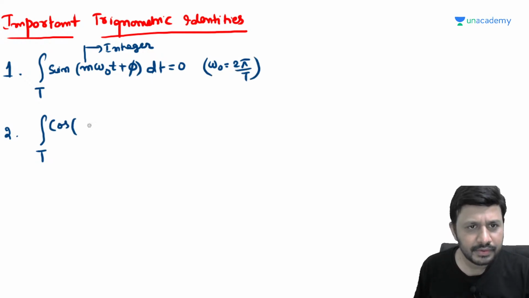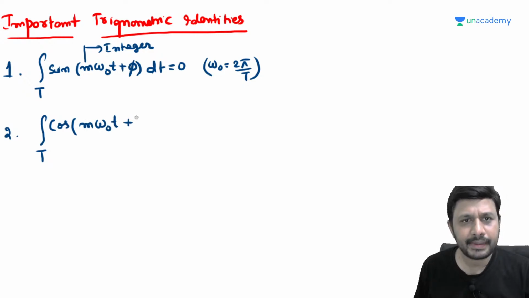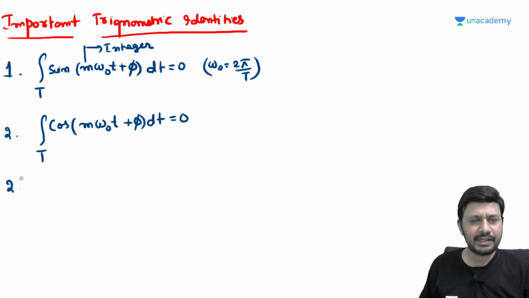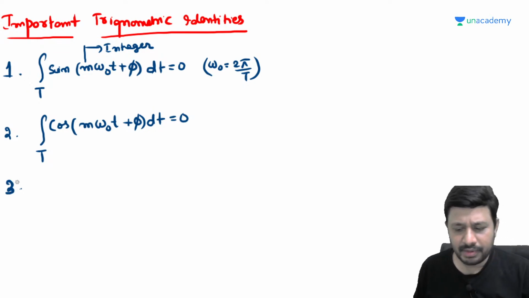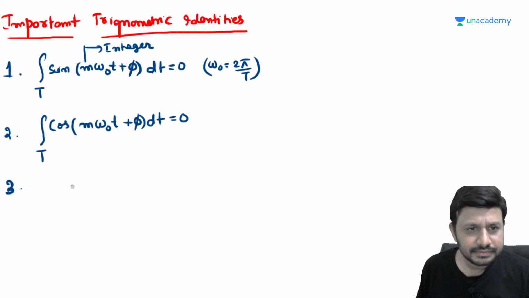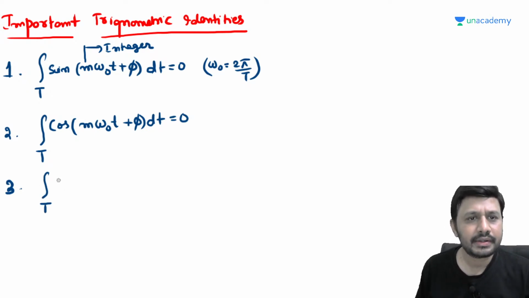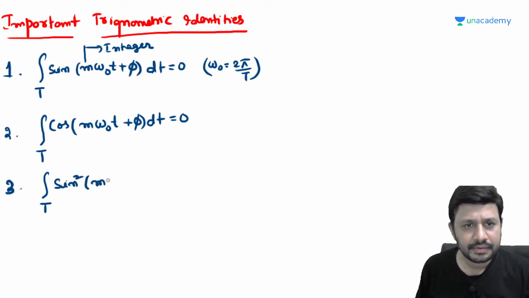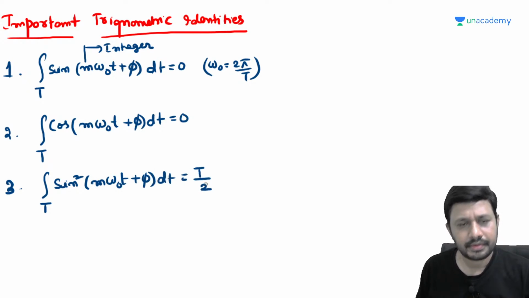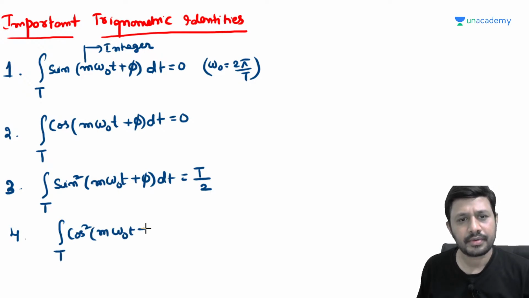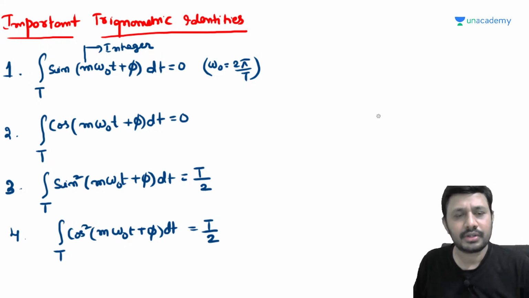In the same way, cos(m omega naught t plus phi) integrates to 0. Fourier series is a very easy topic. If you understand in a proper way, Fourier series is a deadly easy topic. Here over the period T, these identities you can prove after the class. Generally after the class you will feel bored, no? Then you can prove all these identities.